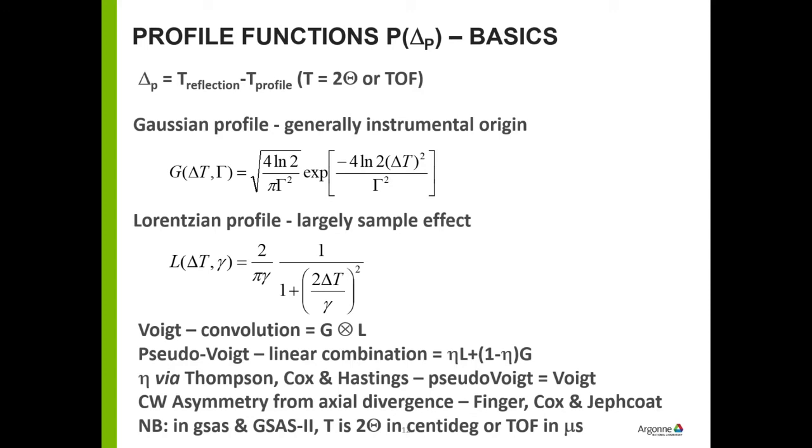One important point about GSAS and GSAS-II is that 2 theta is in centidegrees, not degrees, and the time of flight will be in microseconds. And that affects what the values, the coefficients, are that you see in this. Most Rietveld programs use the same convention. Some of them use a different convention using degrees, and then the coefficients are correspondingly a whole lot smaller.